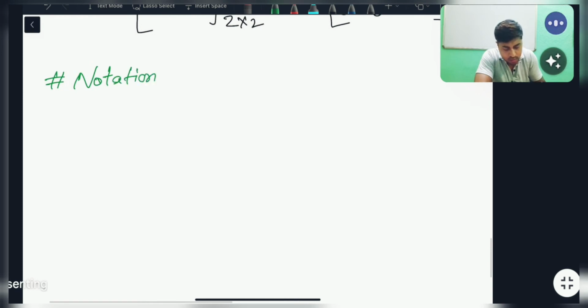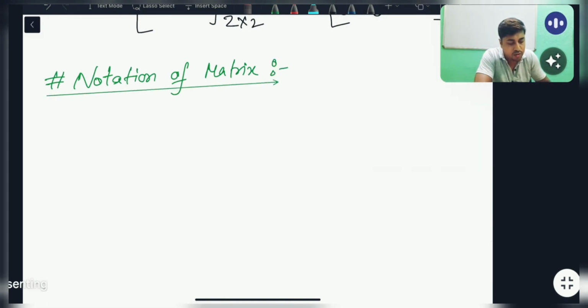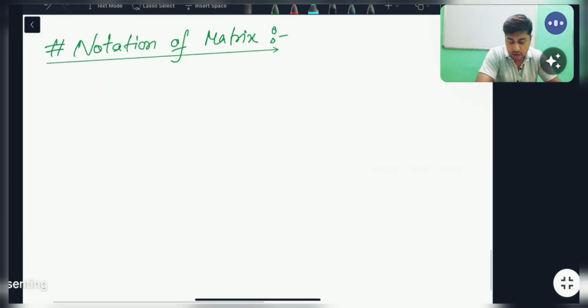Notation of matrix. Notation of matrix কি? এটা খুবই ইম্পর্টেন্ট. All of you need your all concentration. I don't know এটা কোথাও পড়েছে কিনা. Possibly এই নোটেশনটা কিন্তু অনেক সময় পড়ায় না স্কুলে. তো notation of matrix means কি?